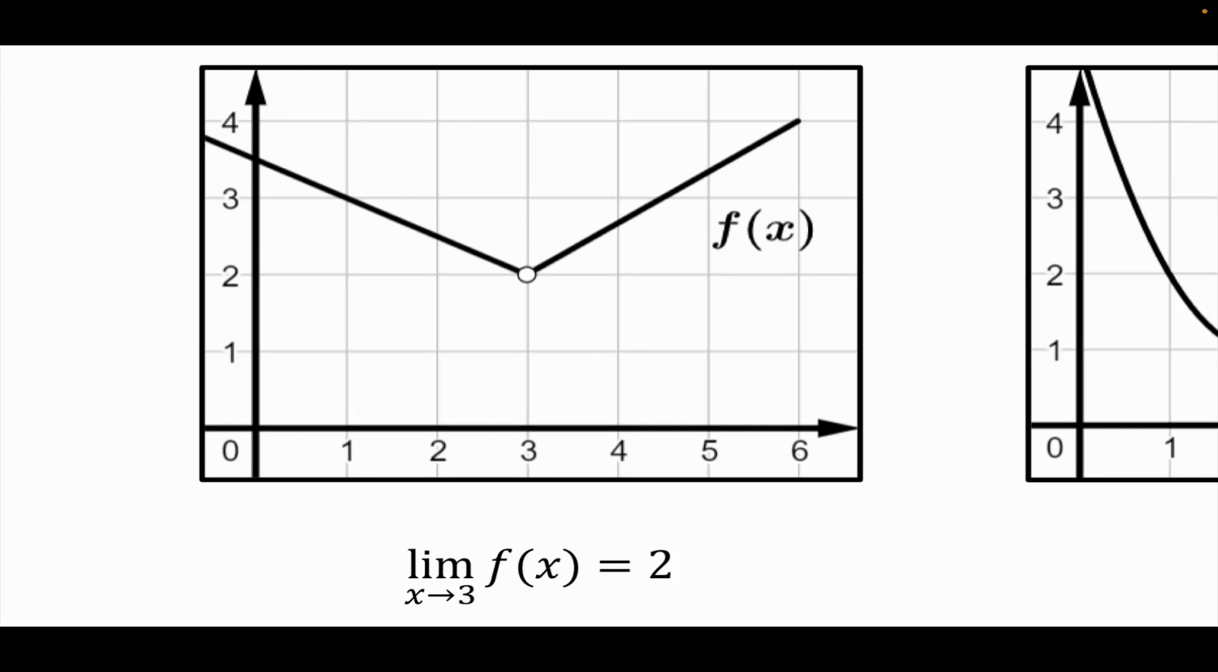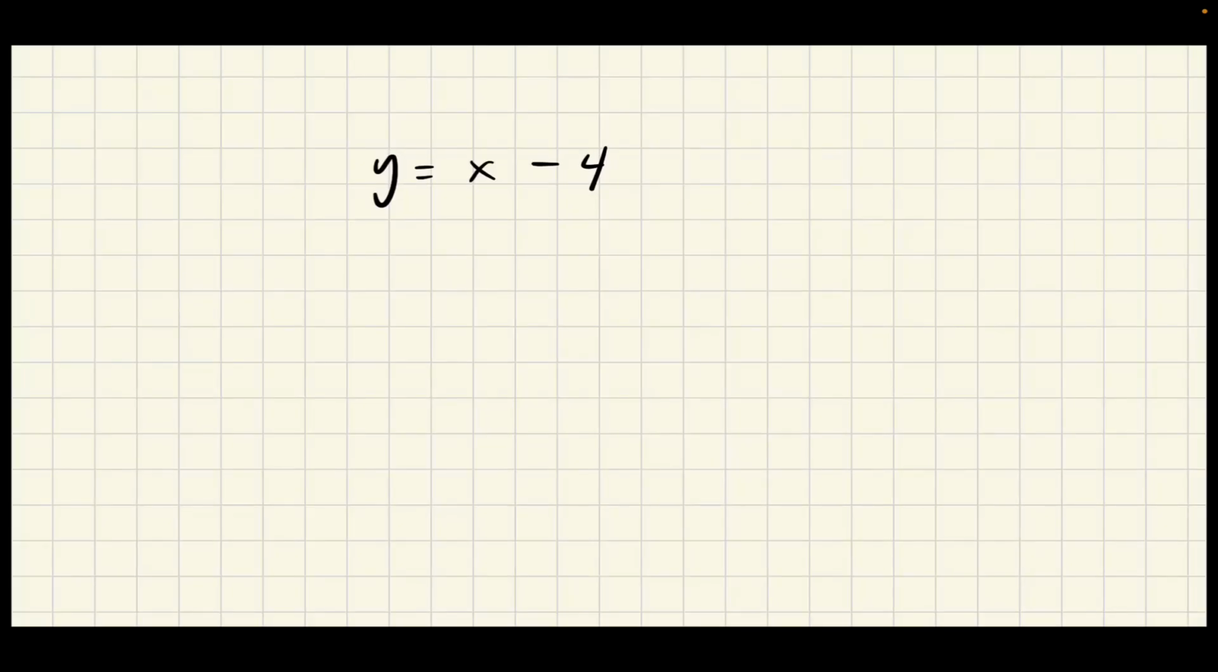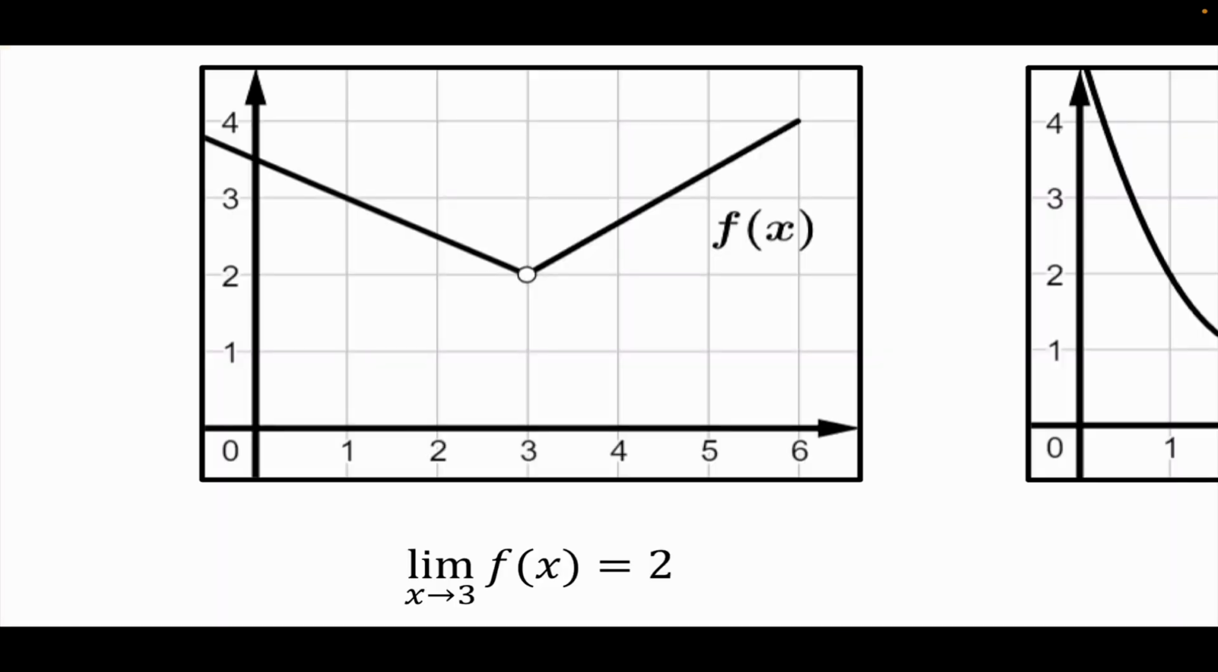So as x approaches 3, the function in this case is just a graph, right? The function in the example I gave you was x minus 4, right? So today we're only going to be talking about graphs. So as x approaches 3, the limit for the function is 2. That's the answer. That's true. I'm going to explain why it's true.